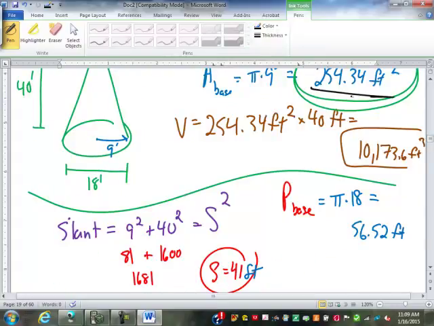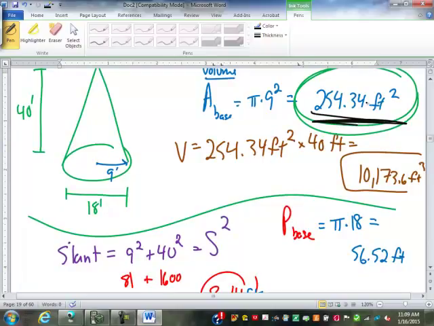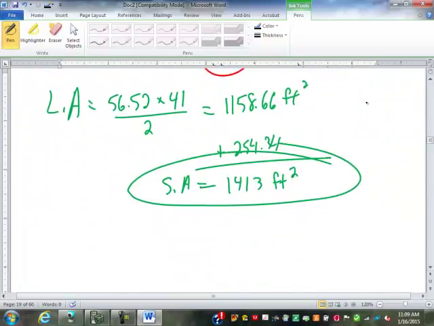I added the area of the base, the lateral area. I know I went through that kind of fast.